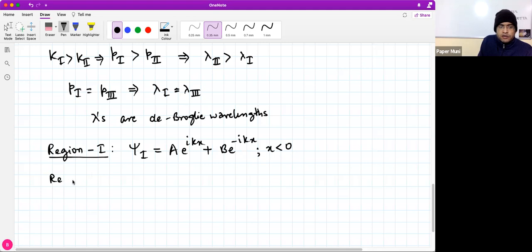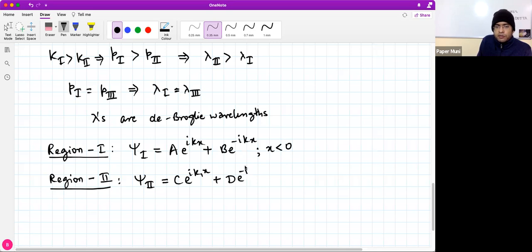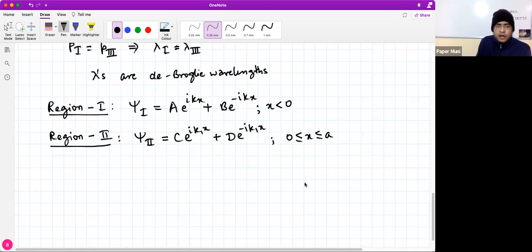And then we have region 2. This is psi 2 equal to C e to the power i k1x plus D e to the power minus i k1x. Here x lies between 0 and a. And region 3.